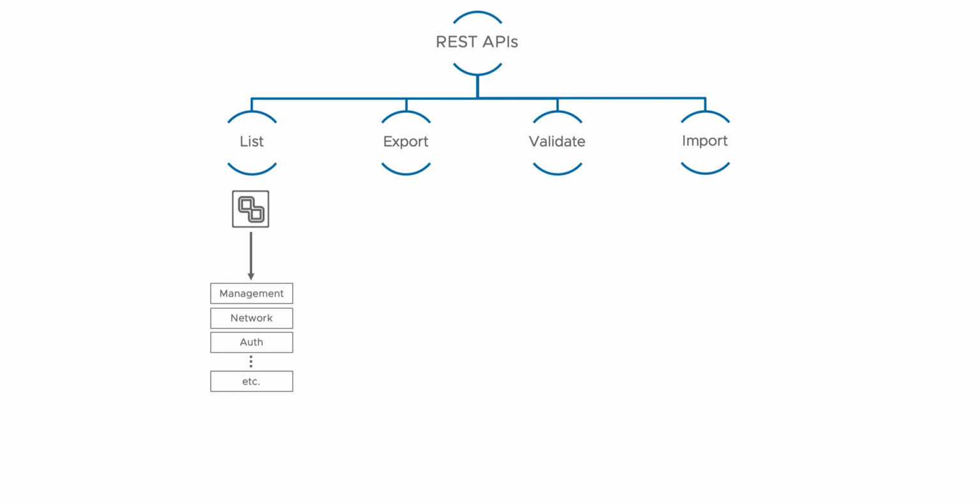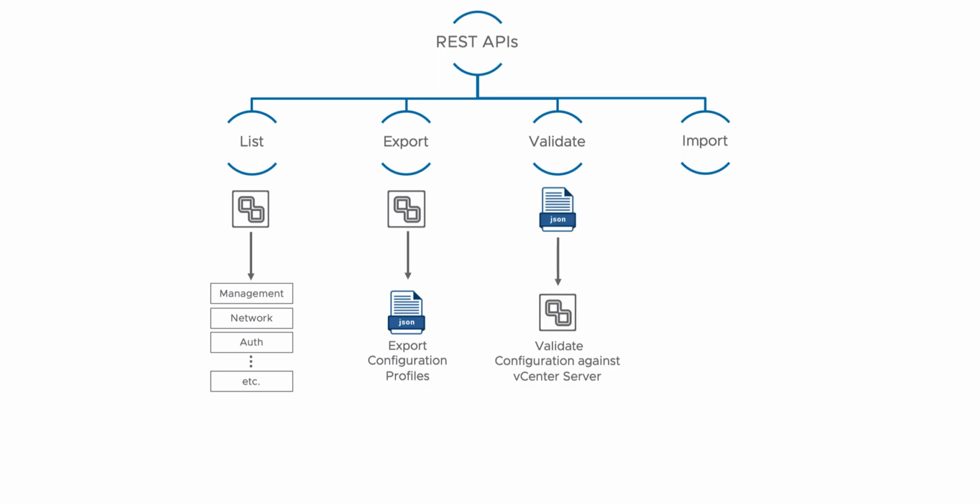Next, an administrator can export the vCenter Server configuration as a JSON file for easy editing. Using the Validate API, the administrator can validate the configuration changes with respect to the target vCenter Server. Lastly, after edits and validation are complete, the Import API is run to pass the desired configuration changes to the target vCenter Server. Note that changes to the vCenter Server via these APIs do not require a reboot of the vCenter Server.